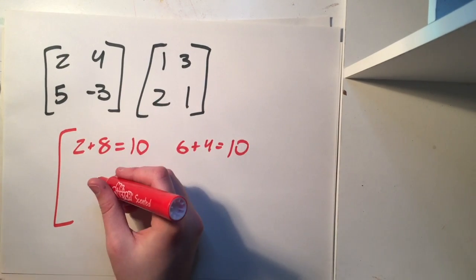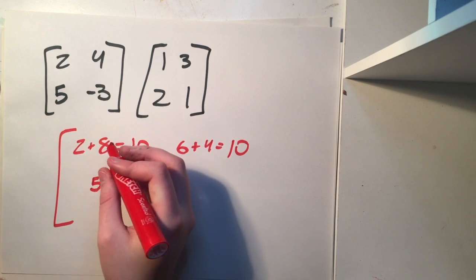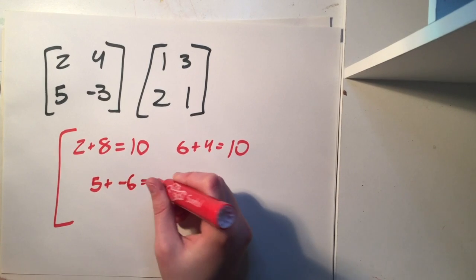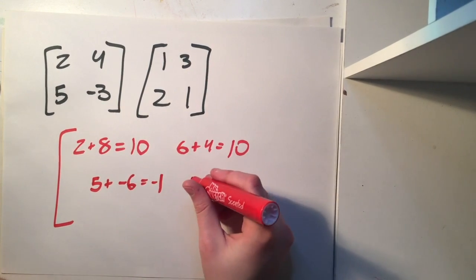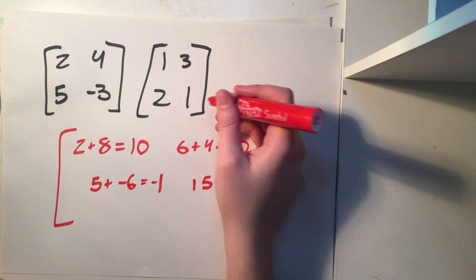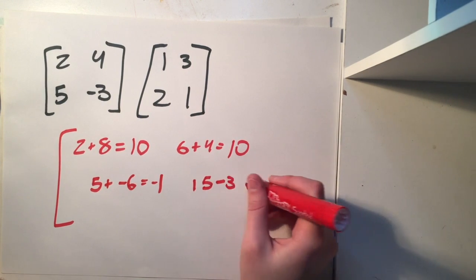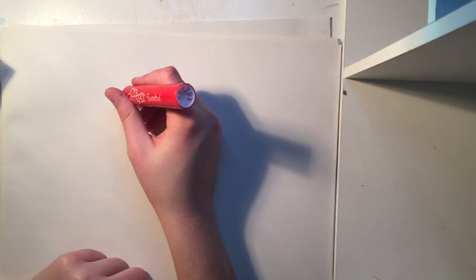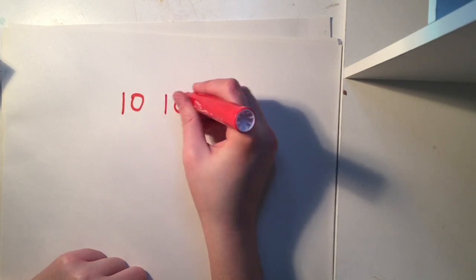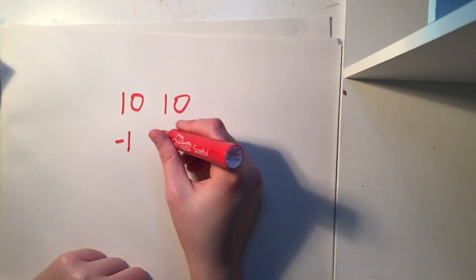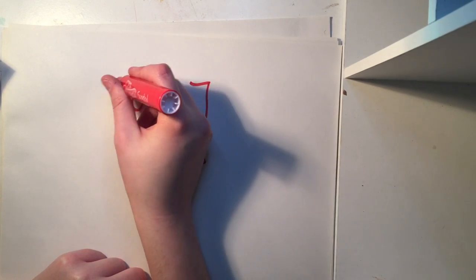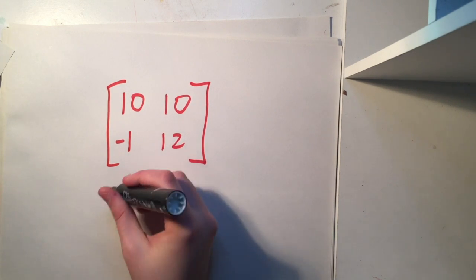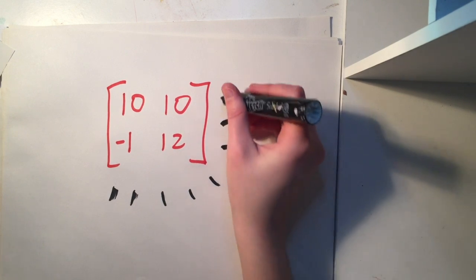Then we have 5 times 1, which is 5, plus negative 3 times 2, which is negative 6, and that is equal to negative 1. Then we have 5 times 3, which is 15, and negative 3 times 1, which is negative 3, and that is equal to 12. So our final matrix is right here. So as you can see, it's pretty simple multiplying matrices.